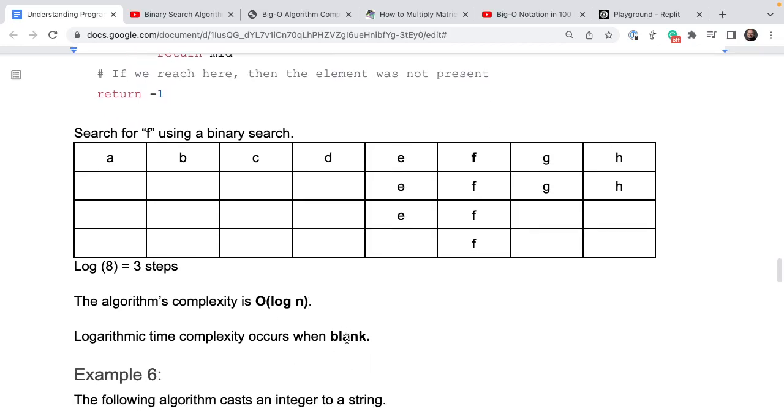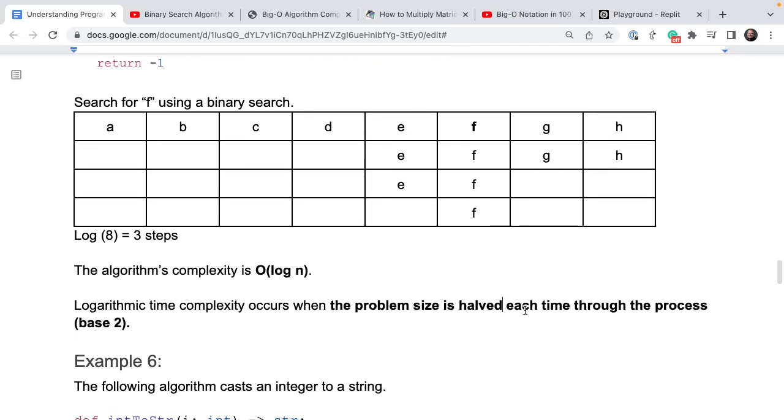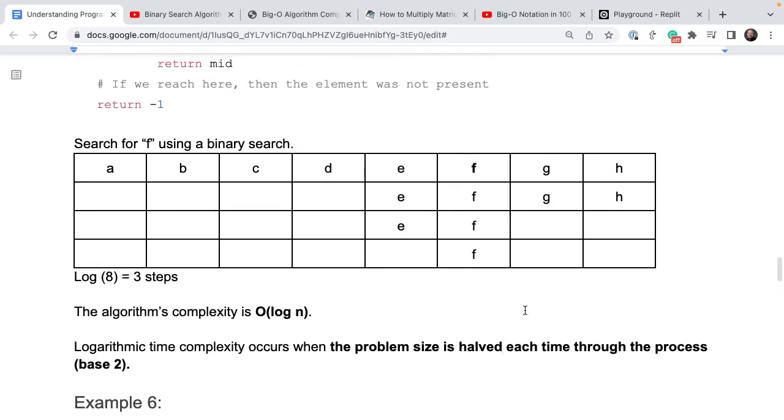So logarithmic time complexity occurs, let's go ahead and put this in Word, when the problem size is halved each time through the process. This is kind of like using the idea of base 2. Let's go ahead and look at the next example. Any questions on that one right there? This is just like a flyby.